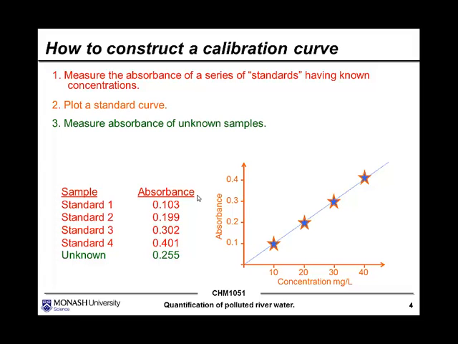Once you've done that, measure the absorbance of your unknown sample and use your standard curve to measure the concentration. So take the observed absorbance value for the unknown, line it up on your linear calibration curve, and bring that down to the x-axis to determine what the concentration is.